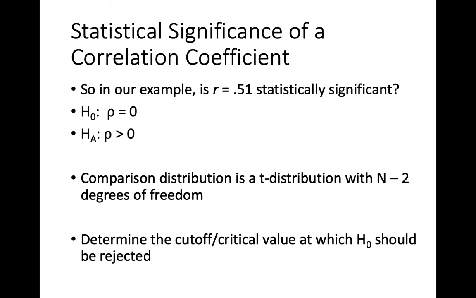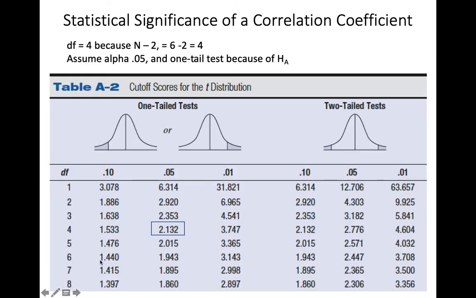Our comparison distribution is a t-distribution with n-2 degrees of freedom. That will always be the case when doing statistical tests for a correlation coefficient. So now we just need to determine the cutoff value at which the null hypothesis should be rejected. Good thing we can use the table of cutoff scores for the t-distribution, which we're already familiar with using.